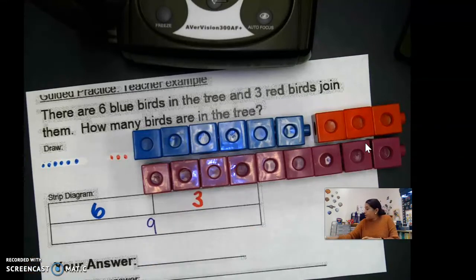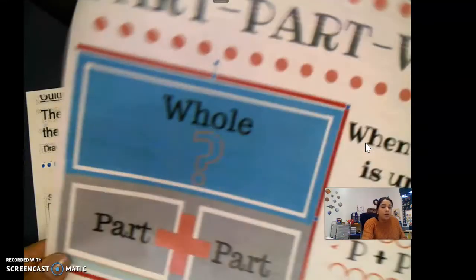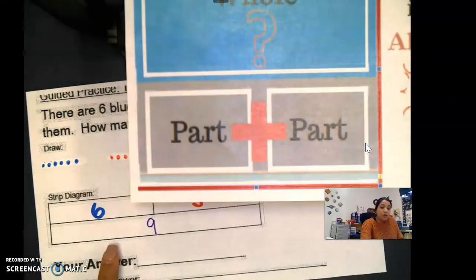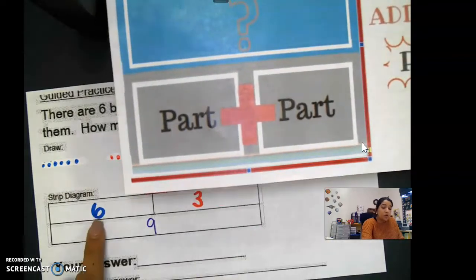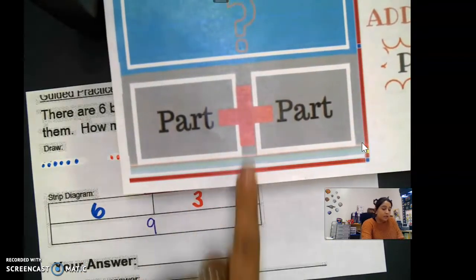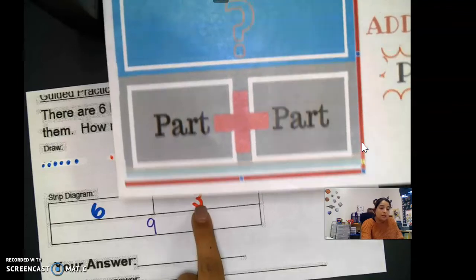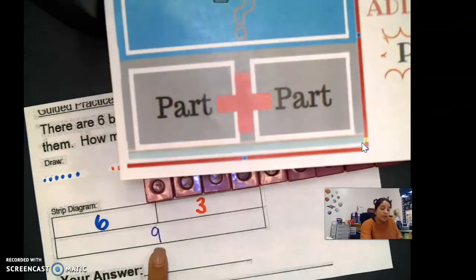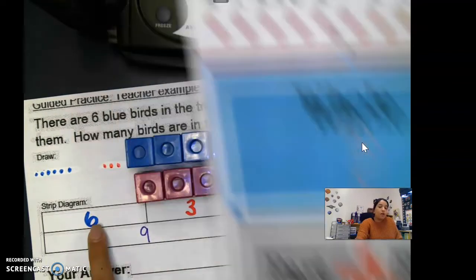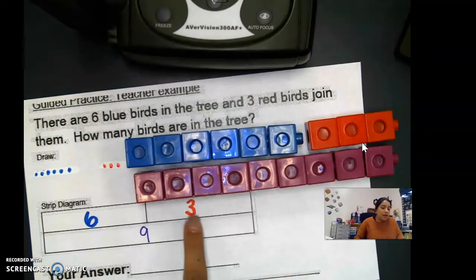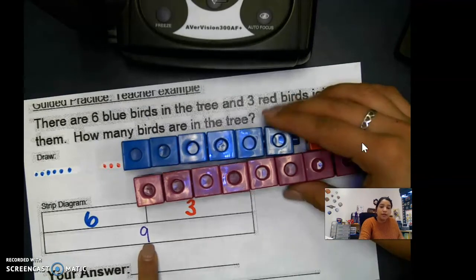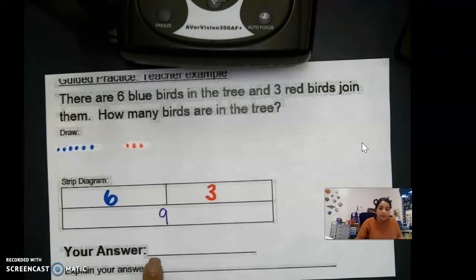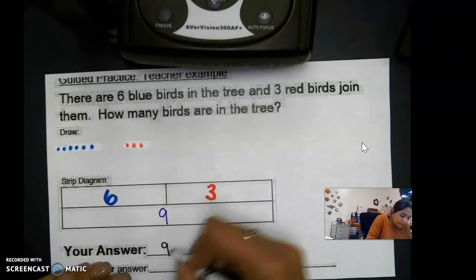So if we refer back to our vocabulary, our strip diagram, we have part plus part. So 6 plus 3 equals our whole number, which equals 9. So 6 bluebirds and 3 red birds equals 9 birds in the tree. So our answer right here is 9 birds.